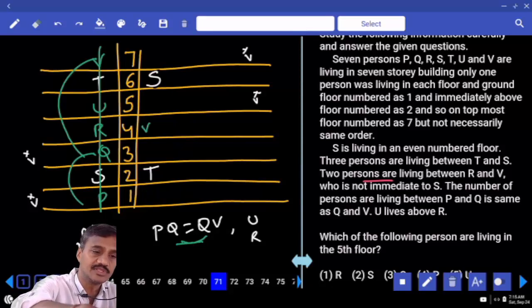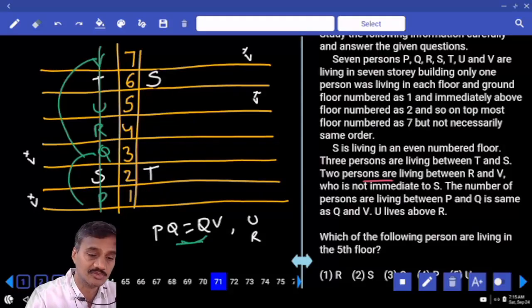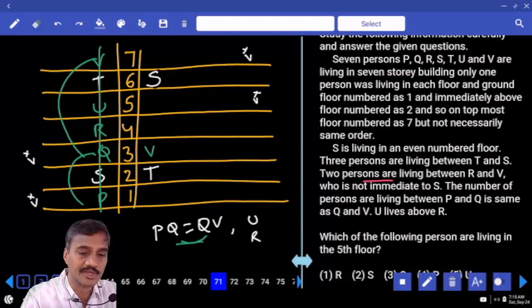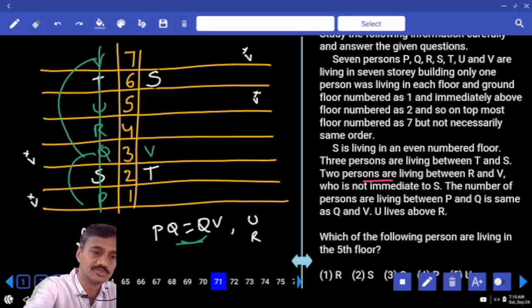Then can we have V at the 5th place or not? And the 3rd place. Can V be here? And 2 persons between V and R is not possible. Hence V cannot be here as well. Finally V is here, and 1, 2, R is here.